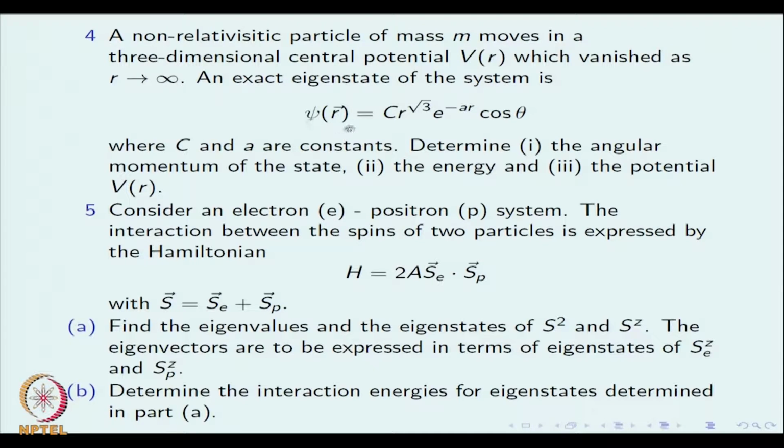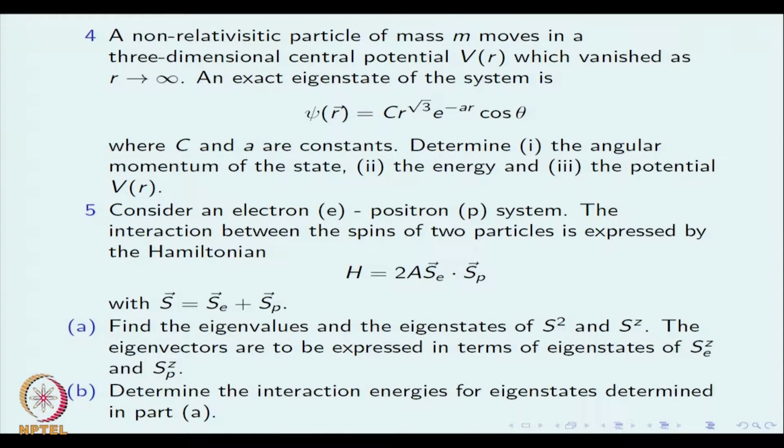In this problem you have the wave function or the eigenstate given to you in terms of r, e raised to exponential of r and cos theta, where c and a are constants, and you have to determine the angular momentum of the state, the energy of the state, and the potential V of r. So, this problem is divided into 3 parts.